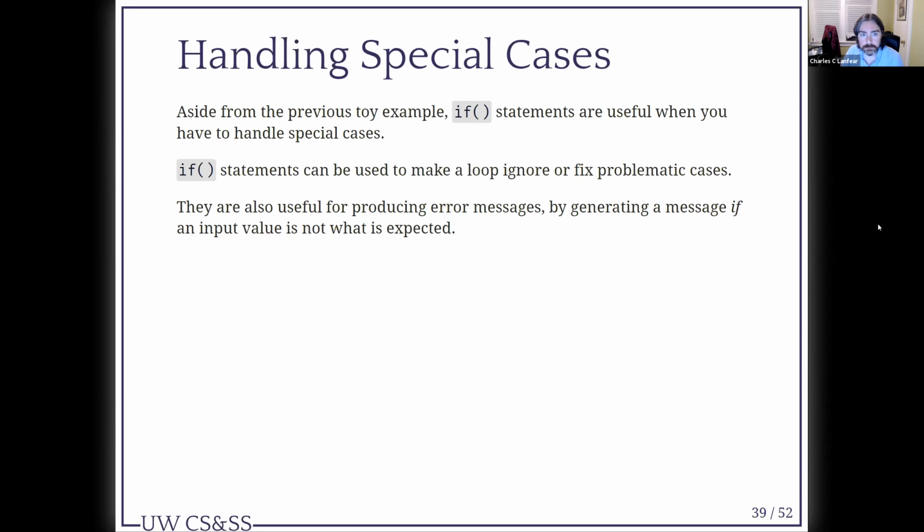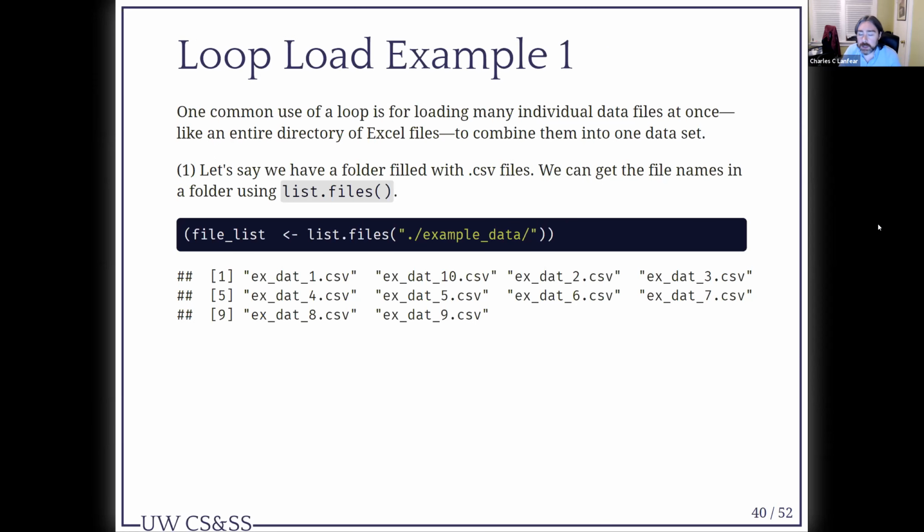Okay. One common use for loops, so getting back to loops quickly, is to load many, many files in one go. Maybe you have an entire directory of Excel files you want to combine into one data frame. Instead of manually loading them all and binding them together, we could just use a loop to do it.